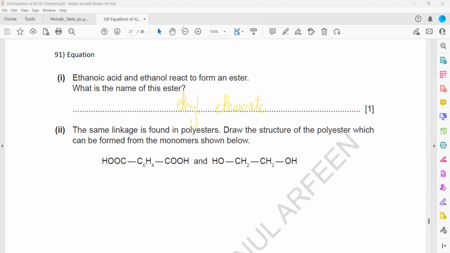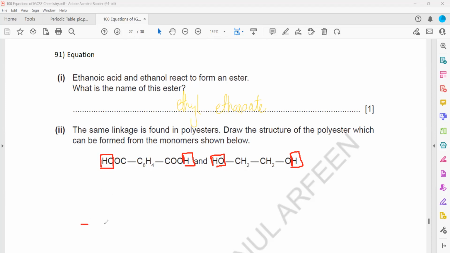Then the same linkage is found in polyester. Draw the structure of a polyester which can be formed from these monomers. Look, when a carboxylic acid and an alcohol are reacting, it's up to you. If on one side you remove OH, on the other side you will remove H. On one side of the other molecule remove OH, on the other side H. It's up to you, or you can also do it the other way around. First you remove H, the other will be OH.